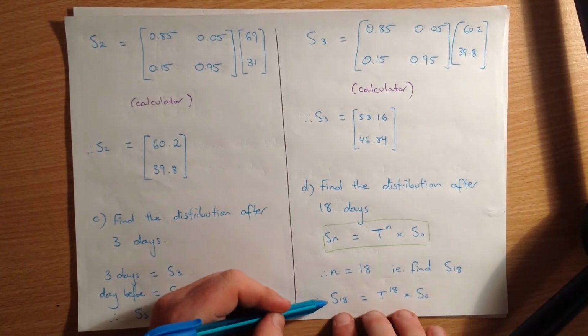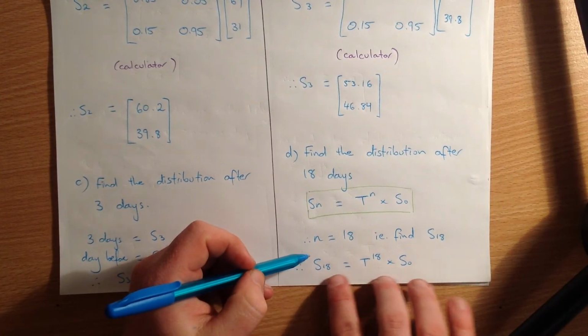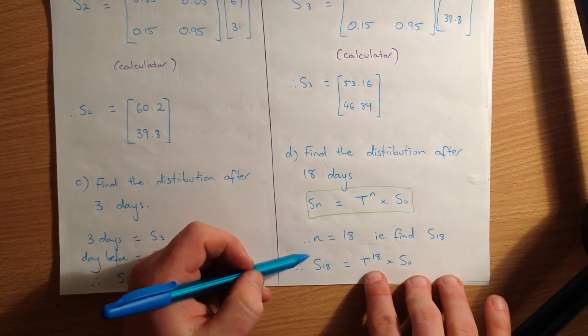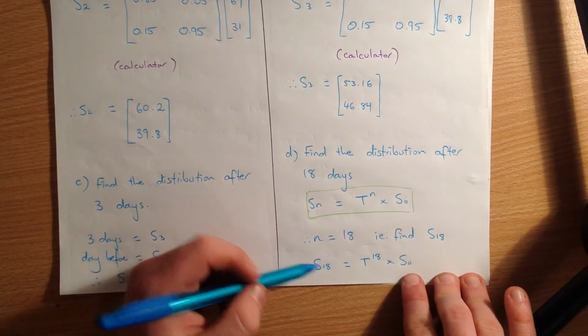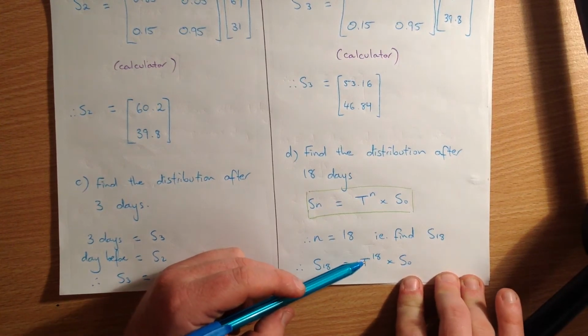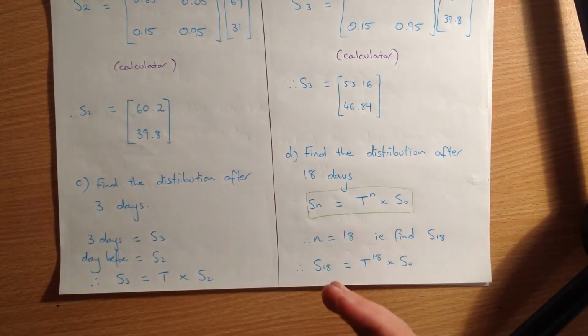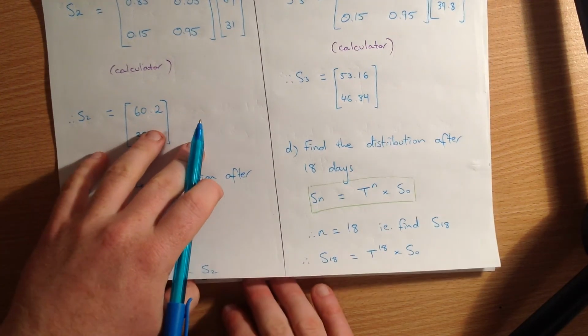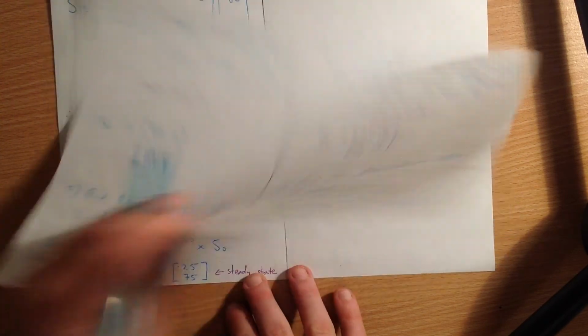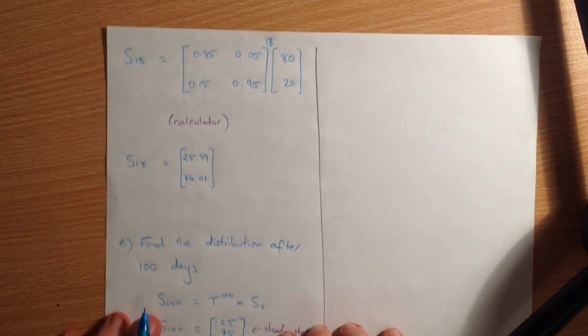So I've written it out here for you. S of 18 equals T to the power of 18, transition matrix to the power of 18, times S of 0. Now obviously that's also quite hard to do, times the transition matrix 18 times by itself, T times T times T times T times T, but the calculator can do that relatively quickly, and that is something that we can put in our calculator.